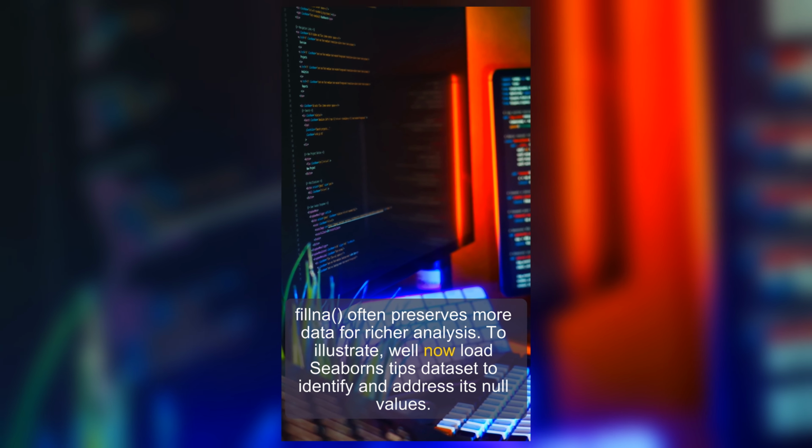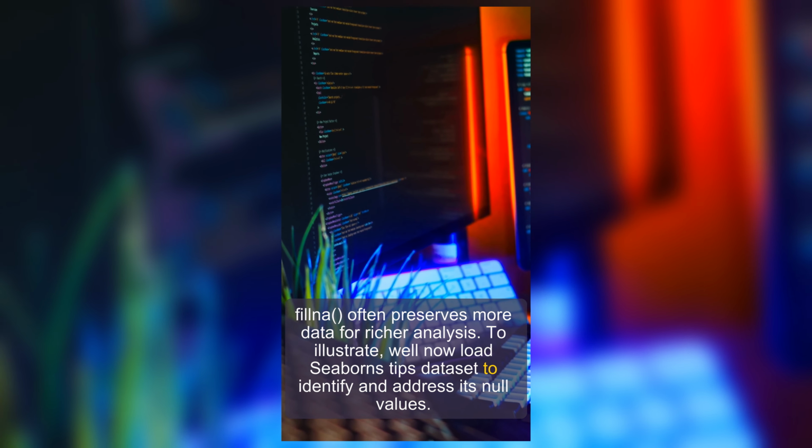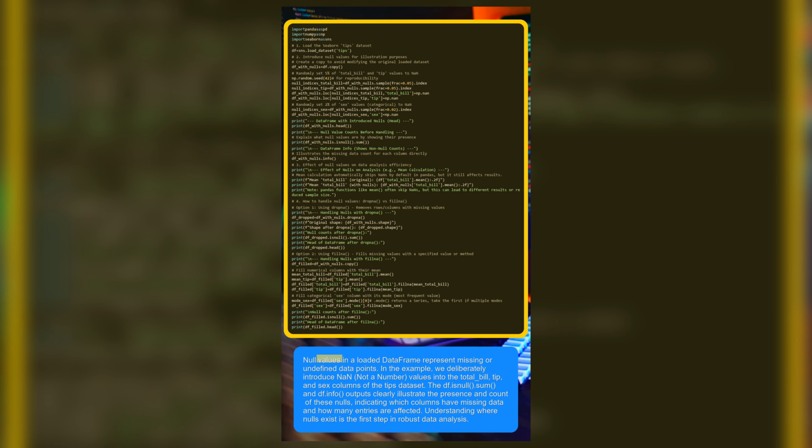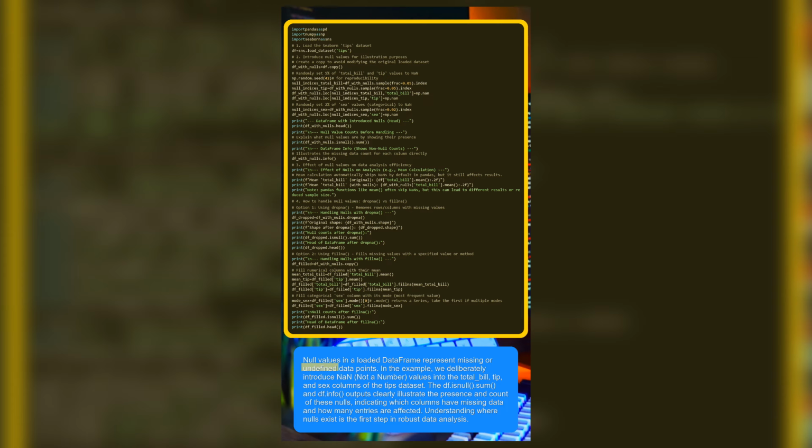To illustrate, we'll now load Seaborn's TIPS dataset to identify and address its null values. Null values in a loaded data frame represent missing or undefined data points.